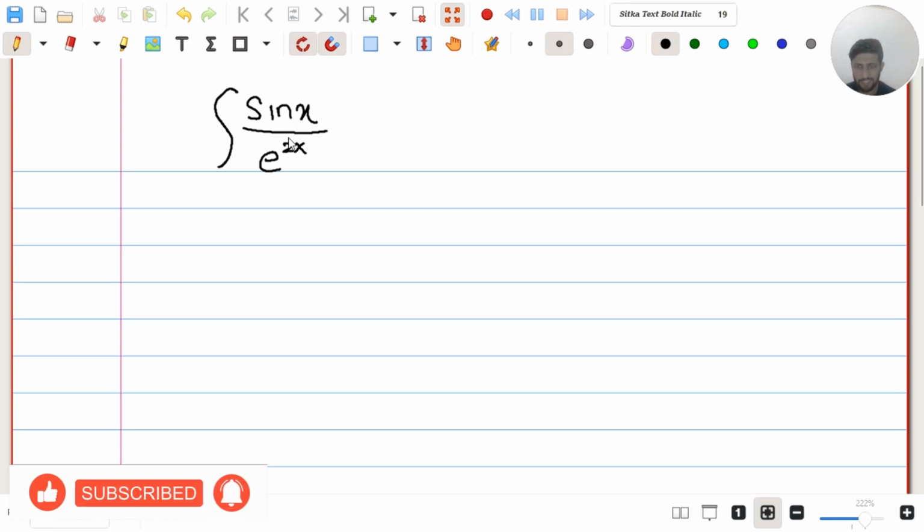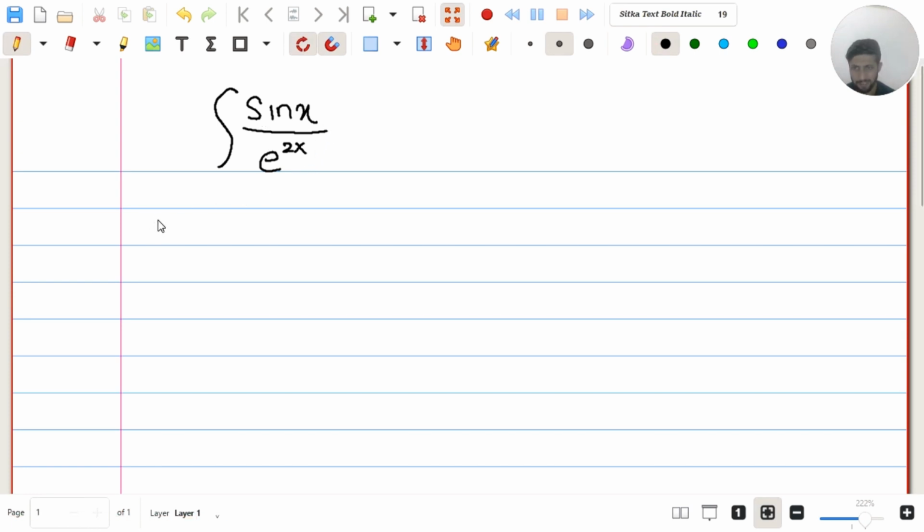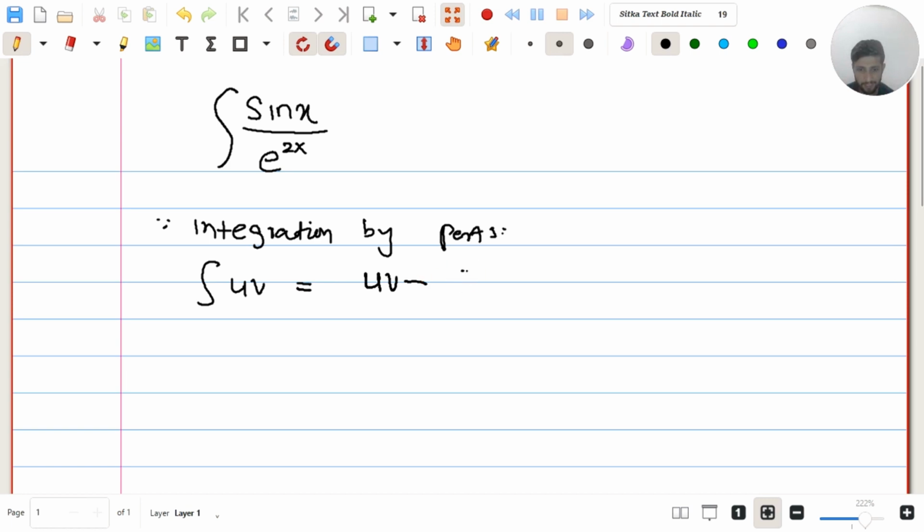Today we are going to solve this integral, the integral of sin x divided by e to the power 2x. Now you can solve this integral by many methods, but the simplest method that I believe is integration by parts. Integration by parts says that the integral of uv is given as uv minus the integral of v du.